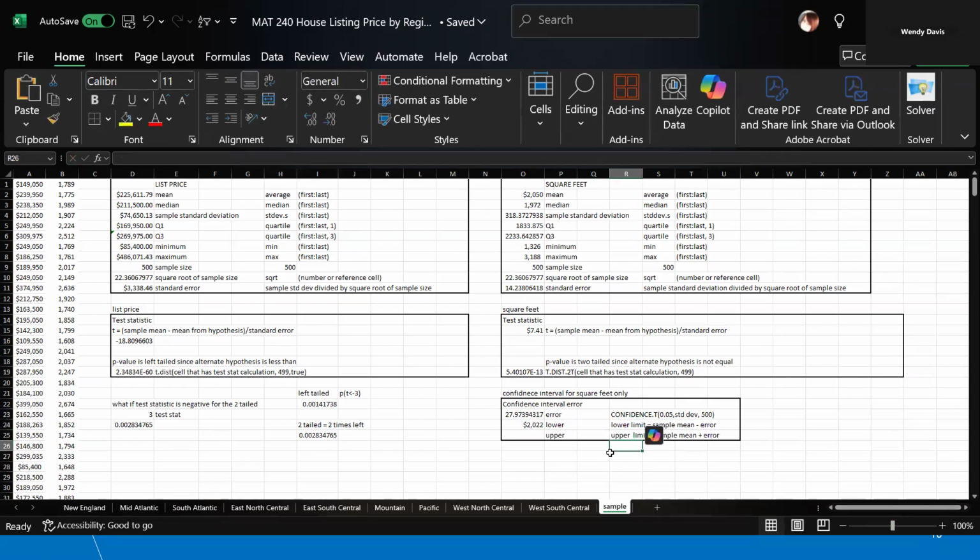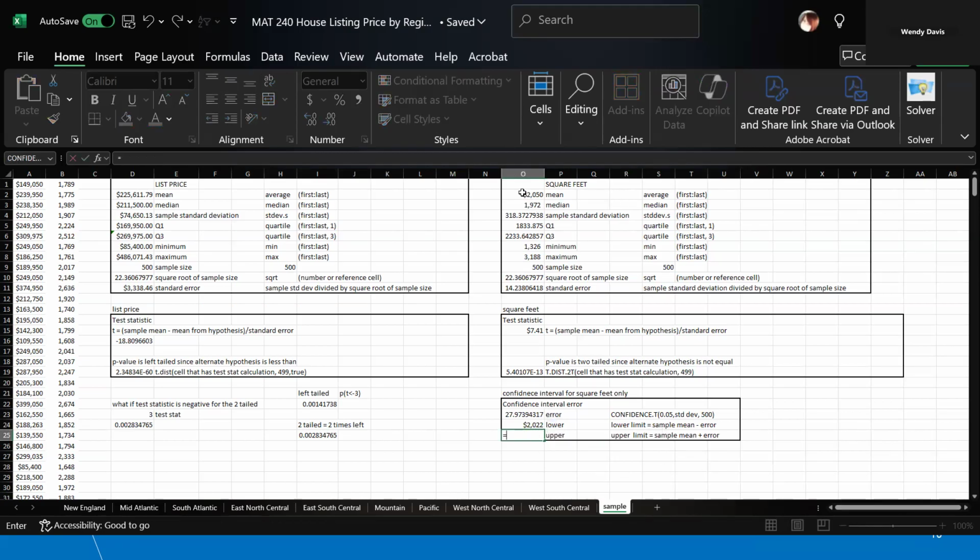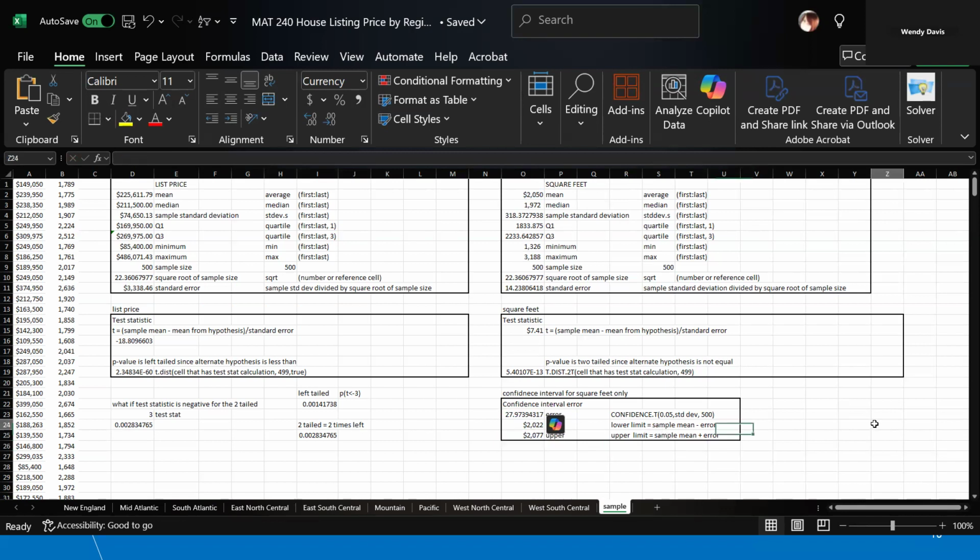Our upper limit is the sample mean for square feet up here in O2 plus our error we just calculated, which I've got in O23. So you subtract and add the error. Remember, that's like give or take. I think it'll take me between 1 and 2 hours to cut my front yard. So that is all our calculations.